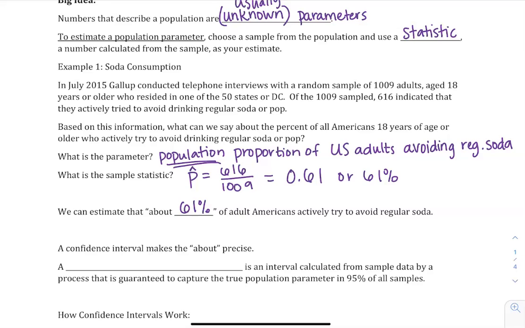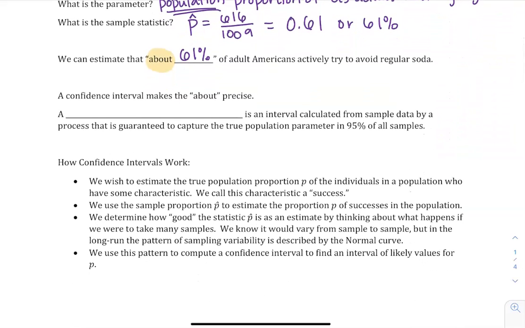What we're going to do here is we're going to refine this word about. You should be okay with the concept that 61% is probably not the exact value for the entire population of the United States. But is it pretty close? And statistics tells us that yes, it is pretty close, and we want to figure out how close. We want to make that about more precise. So we're going to do this by calculating what's called a 95% confidence interval.